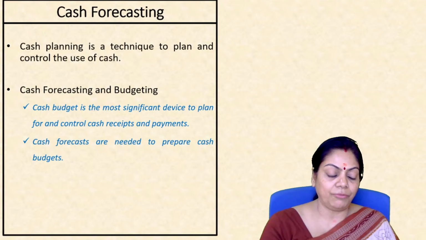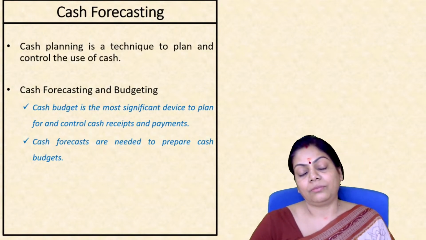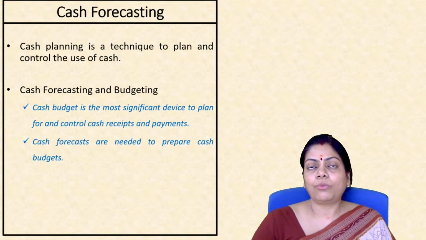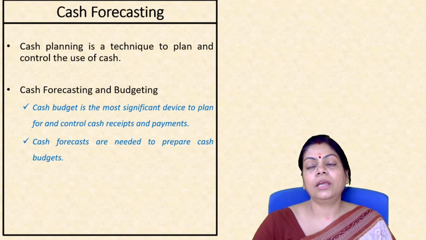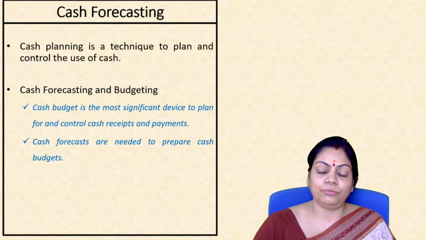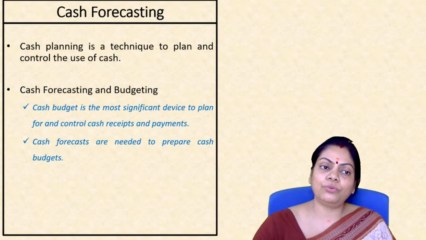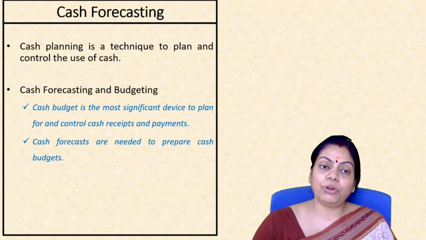Now we talk about the forecasting of cash. We have discussed why a company needs to have cash and what the purpose of cash management is, and we know that planning for the future is important. We can only plan for the future if we have certain tools and techniques to forecast. So we talk about forecasting now.